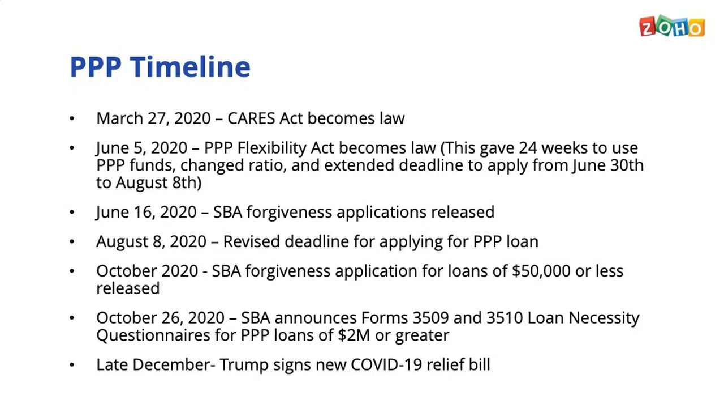June 16th, the application started coming out. August 8th, revised deadline for applying for PPP loan. That's whenever the revised deadline was. August 2020, SBA forgiveness application for loans of $50,000 or less. I think they'll get rid of this one because they're replacing it with $150,000. Right. And then October 26th, SBA announces forms 3509 and 3510.